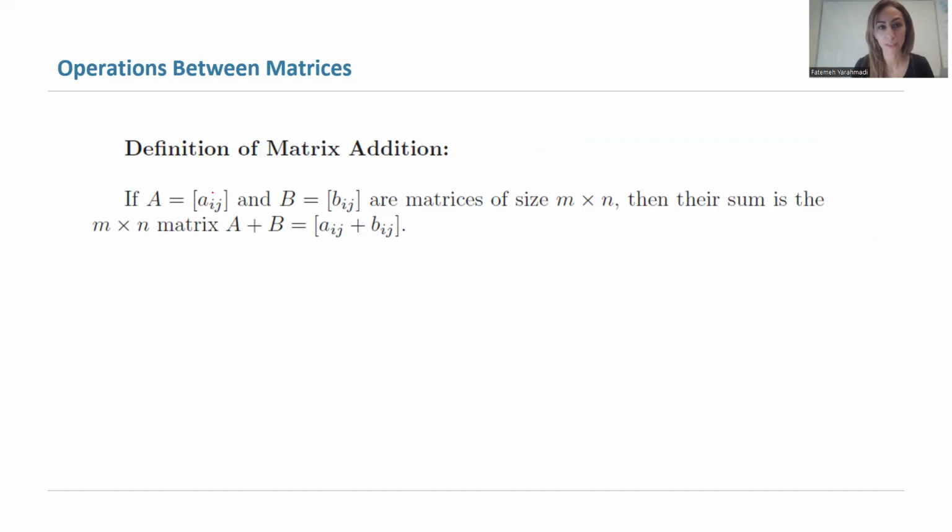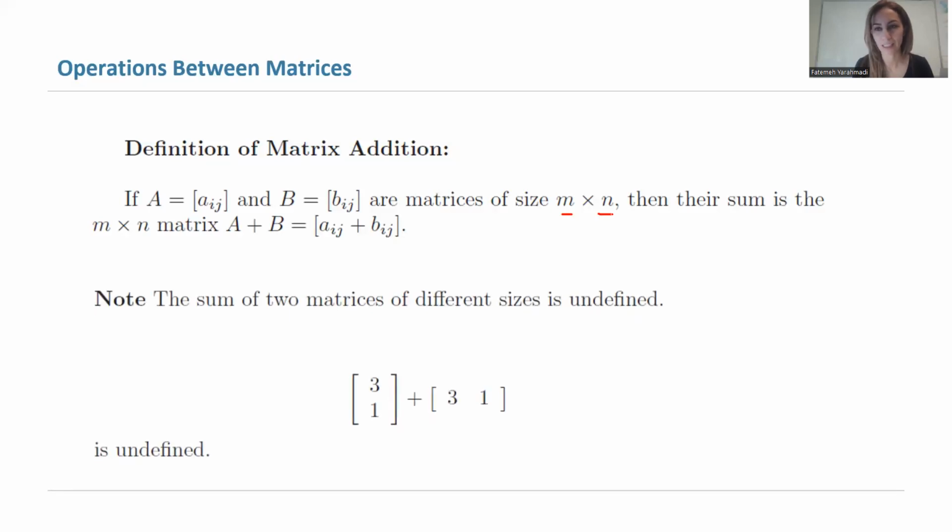If you have two matrices like A and B, with the condition that they have the exact same size, m rows and n columns, then you can basically add corresponding entries together and create something new. Note that if they are not of the same size, then the summation is absolutely undefined.